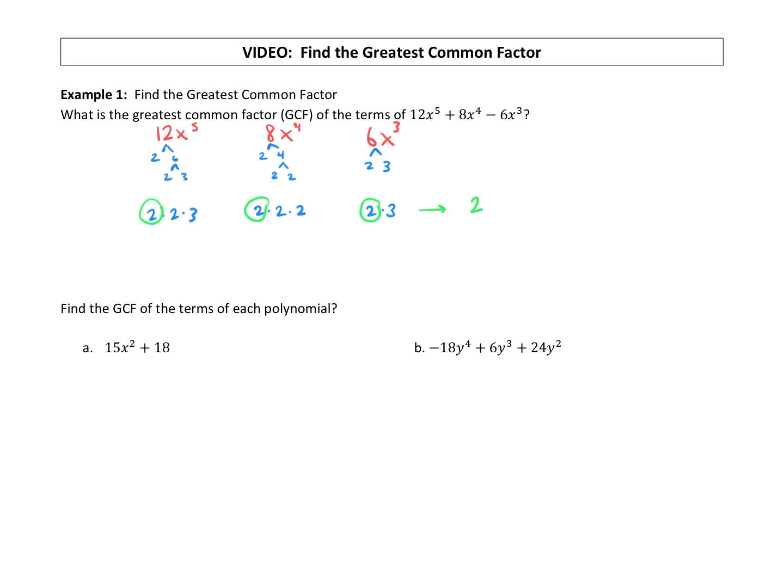It's 12x^5, so that's x times x times x times x times x. 8x^4, so we have 4 of them, x times x times x times x. And then it was 6x^3, x times x times x. So let's see if they have anything in common. Well, they have x's in common. That's kind of clear. Here's an x in common, with an x in common, with an x. Great. Do they all have another x in common? Yep, we have enough x's.